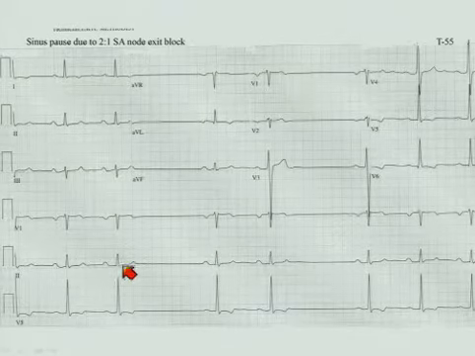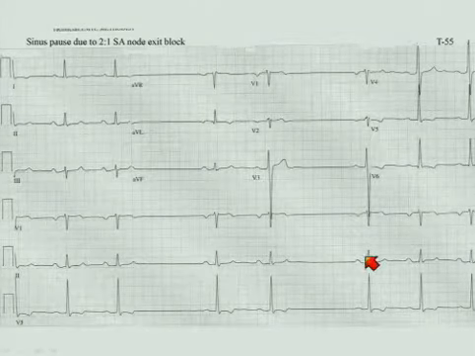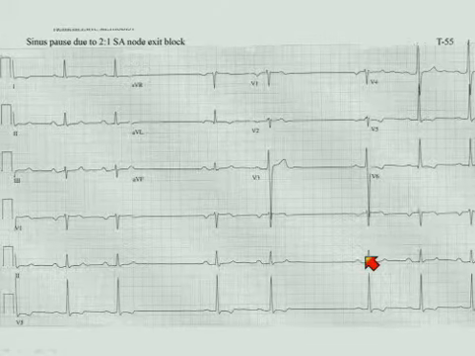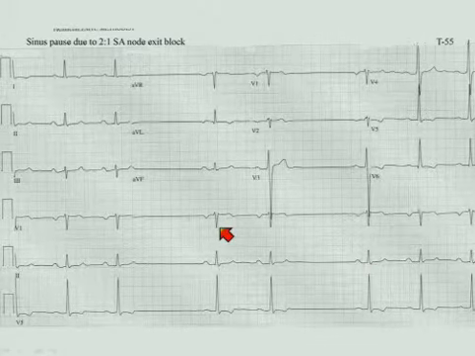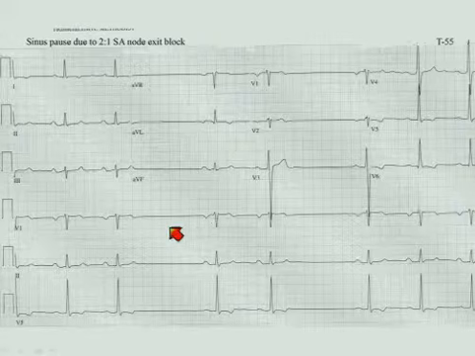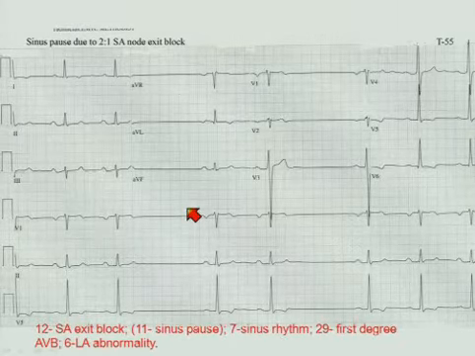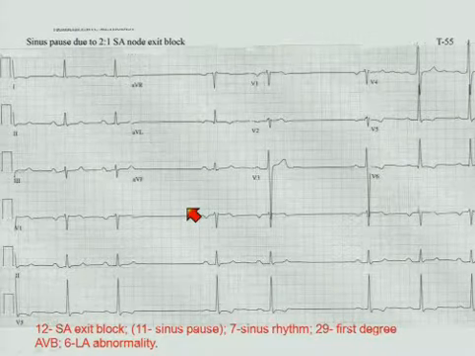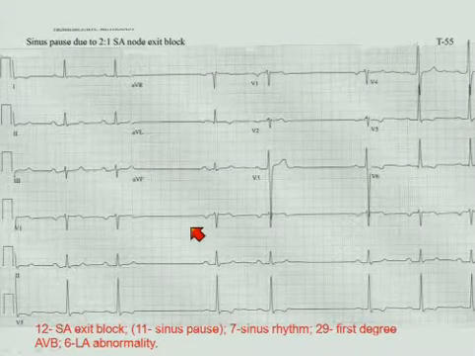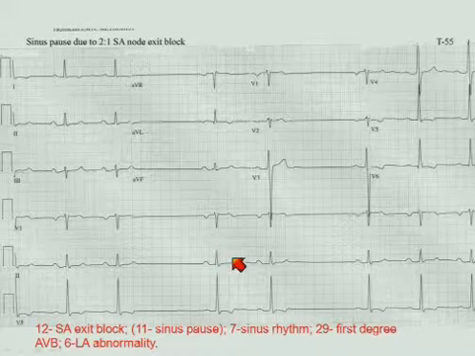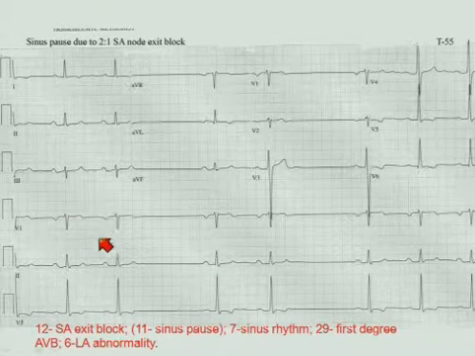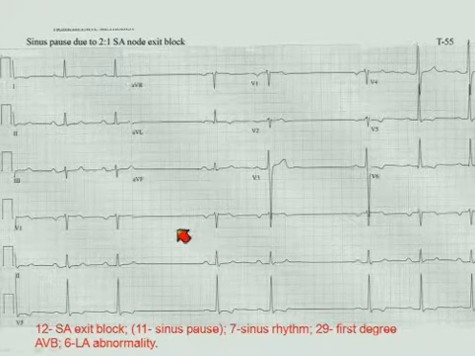It is a sudden and prolonged pause, inappropriate pause, not obviously respiratory cycle or some normal vagal influence, and this is likely exit block. So in this one, I would put number 12, SA exit block, or number 11, sinus pause, sinus rhythm, first degree AV block on the conducted beats, and left atrial abnormality.